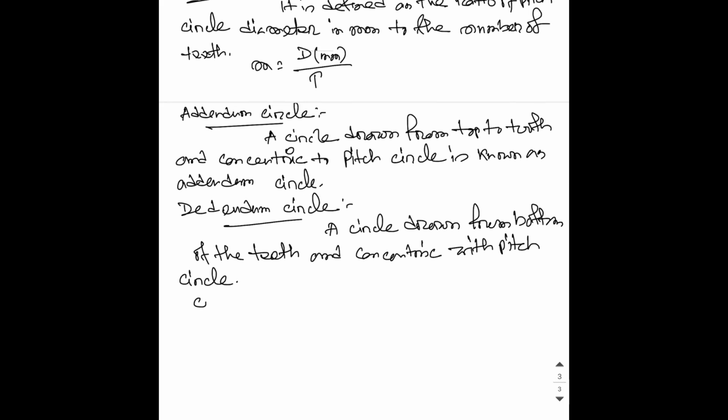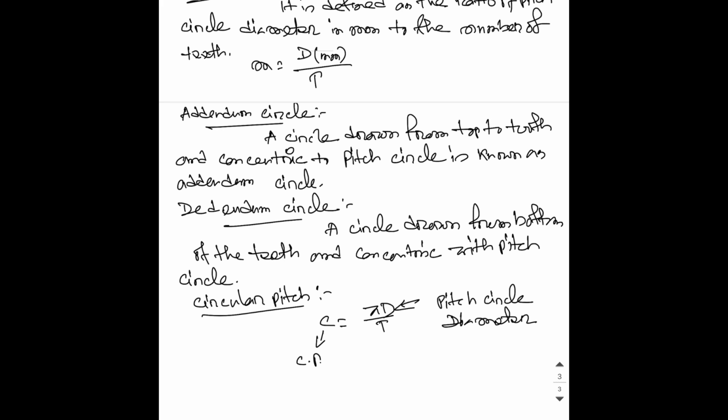Then circular pitch. Circular pitch we may define mathematically as C equals pi d by T. Here C is denoted as circular pitch, d is denoted as pitch circle diameter, and T denotes the number of teeth. C we may define as the combination of space width plus tooth thickness.